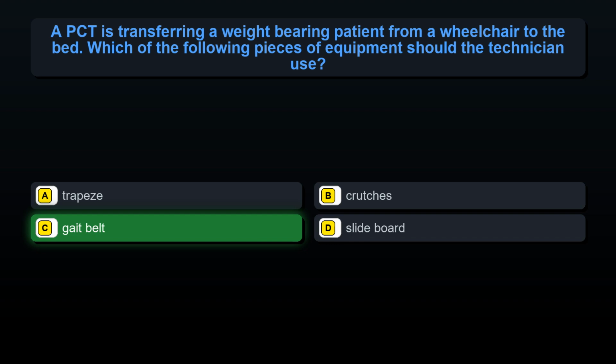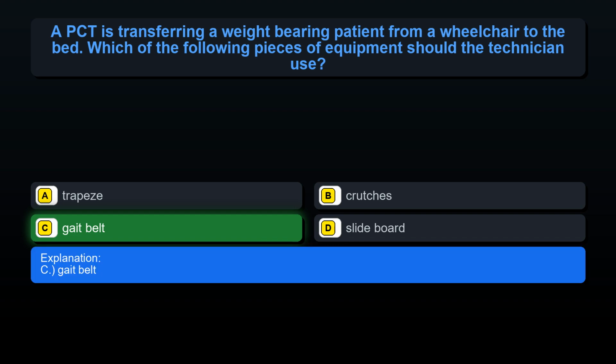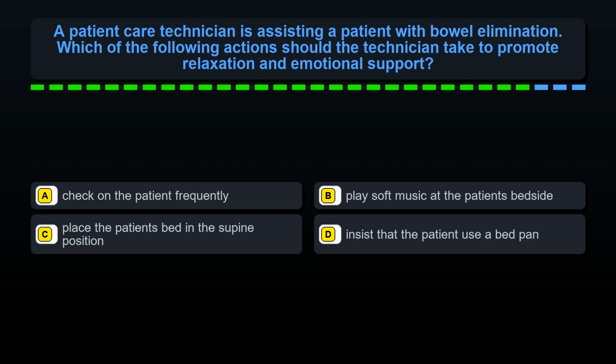The correct answer is option C, gait belt. C, gait belt. Question 69. A patient care technician is assisting a patient with bowel elimination. Which of the following actions should the technician take to promote relaxation and emotional support? Option A, check on the patient frequently. Option B, play soft music at the patient's bedside. Option C, place the patient's bed in the supine position. Option D, insist that the patient use a bedpan.